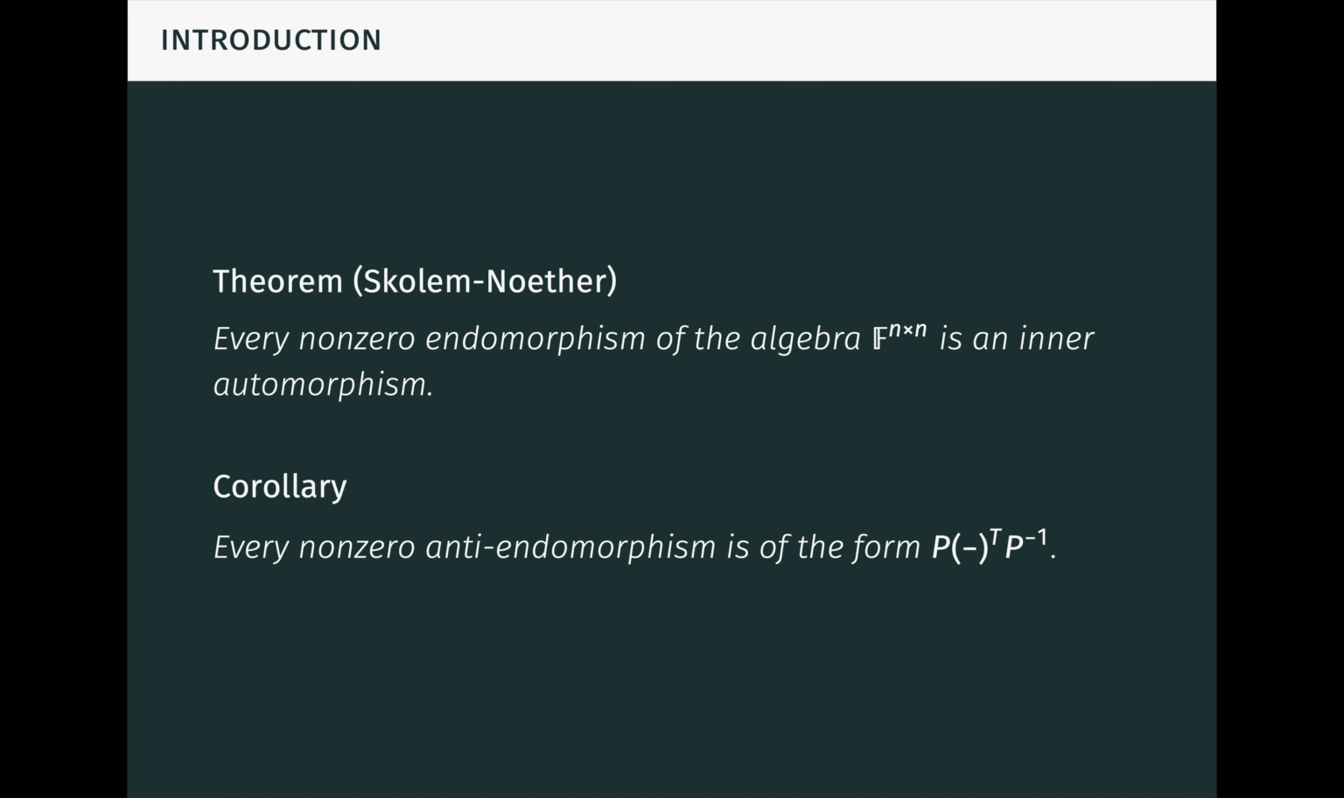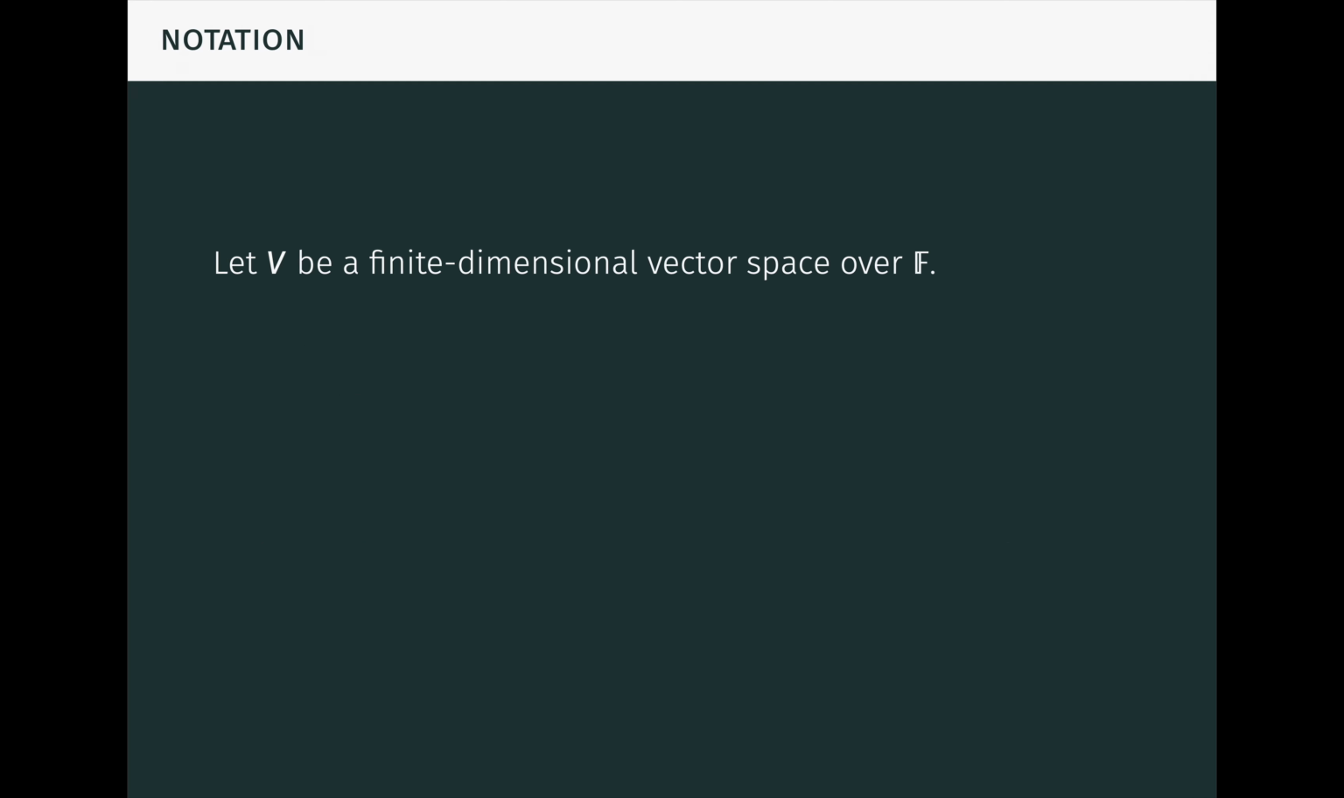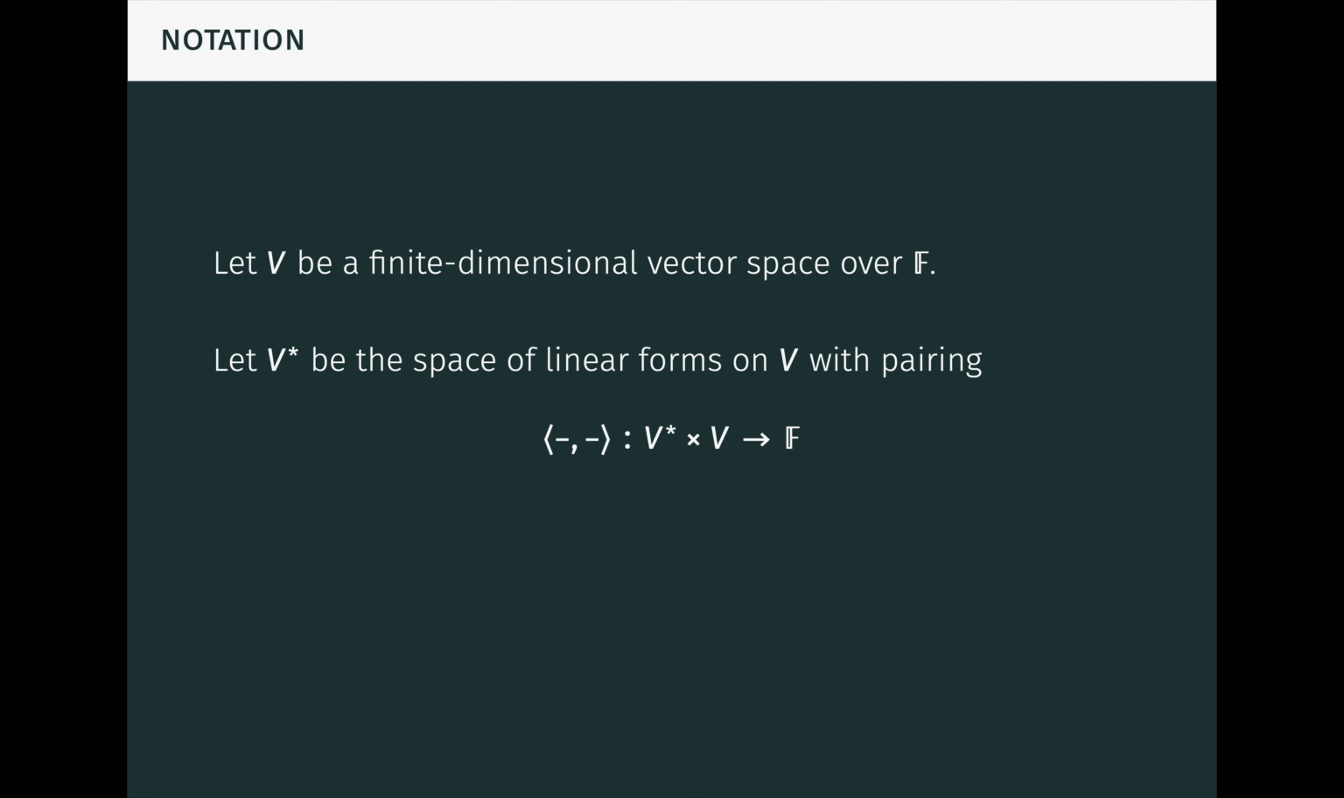We're going to prove this theorem in this video by using the tensor product to study linear transformations. In doing so, we set aside matrices and go coordinate-free, just the way God intended. So let V be a finite-dimensional vector space over F, and let V* be the space of linear forms on V, which is dual to V under the usual pairing operation, which I'm denoting with angle brackets and also call a scalar product. Finally, let L(V) be the algebra of linear transformations of V under composition.